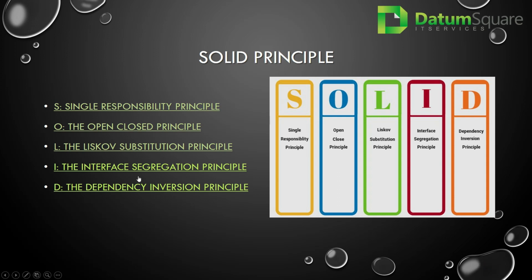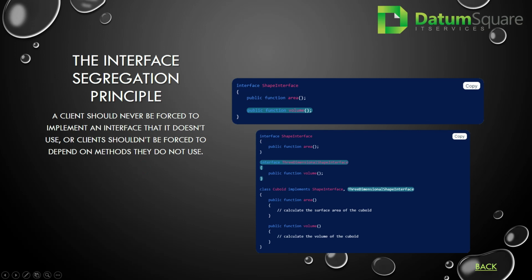Our next principle is the interface segregation principle. So by definition, clients should never be forced to implement an interface that they do not use, or clients shouldn't be forced to depend on methods they do not use. In the given code, any shape you create must implement the volume method. But you know that squares are flat shapes and they do not have volumes. So this interface would force the square class to implement a method that it has no use for. This would violate the interface segregation principle. Instead, you could create another interface called ThreeDimensionalShape that has the volume contract, and three-dimensional shapes can implement this interface.